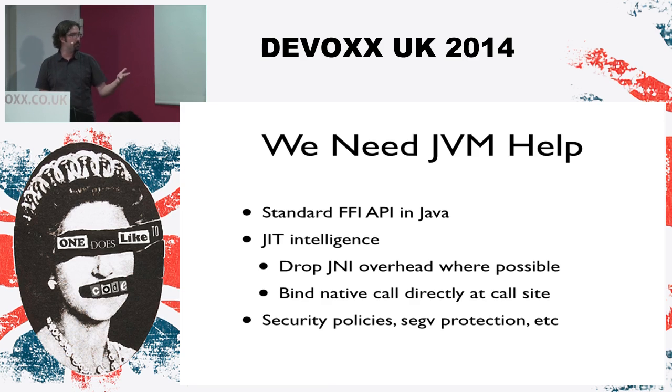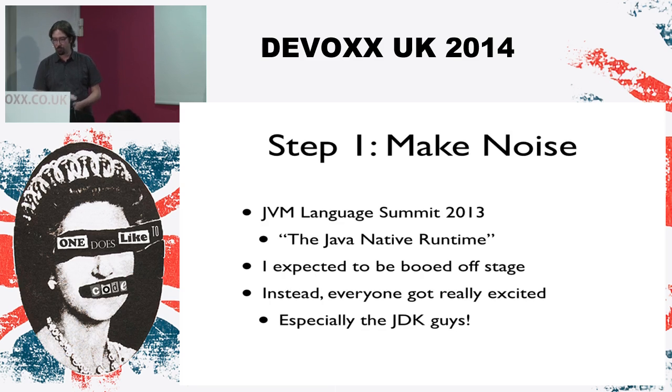And if the JVM knows that we're making native calls and that we've got these libraries we're binding, it should be able to also pick up on security policies, maybe do some segfault protection for us, help us be better C programmers than C programmers, honestly. So let's make this happen. Step 1, which has been my conference circuit for the past year, is just to make some noise about this. Talk at a few events and try and tell people what they're missing, what libraries they could have access to, how easy it could be, how much easier it could be if we could get it into the JVM.